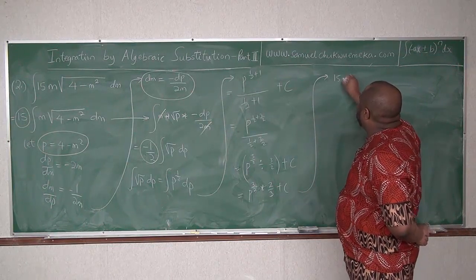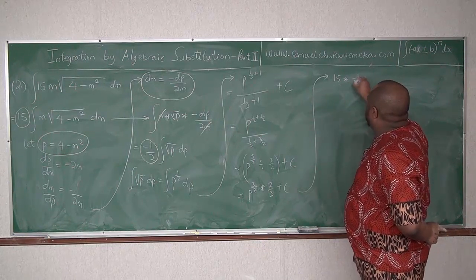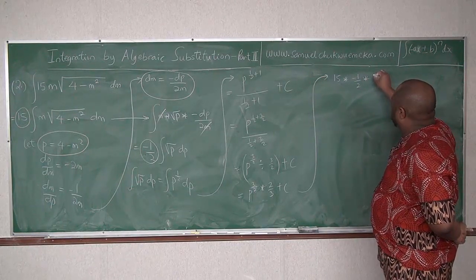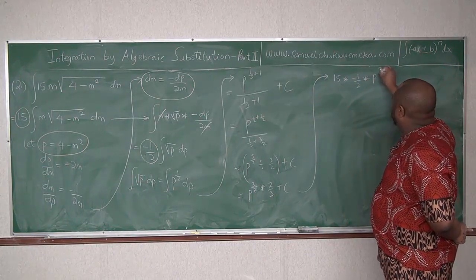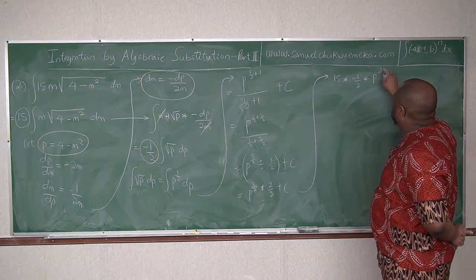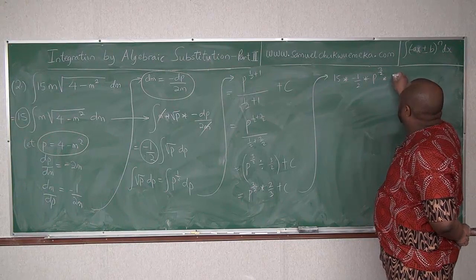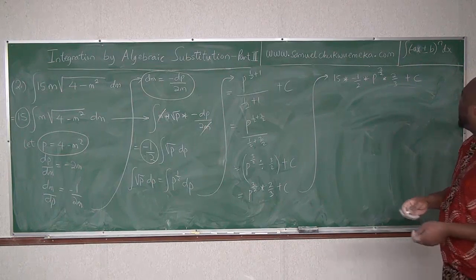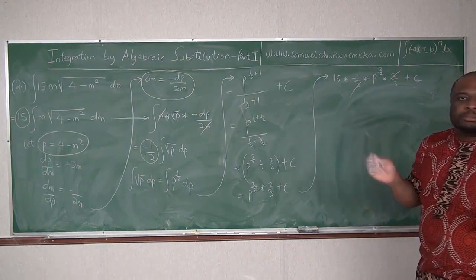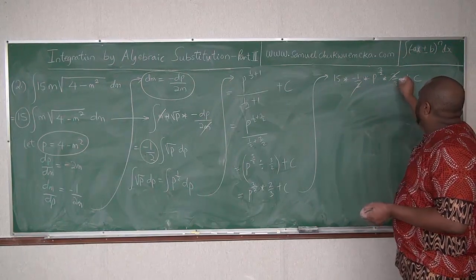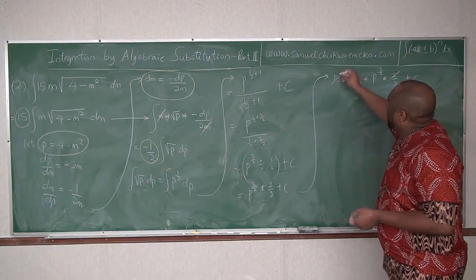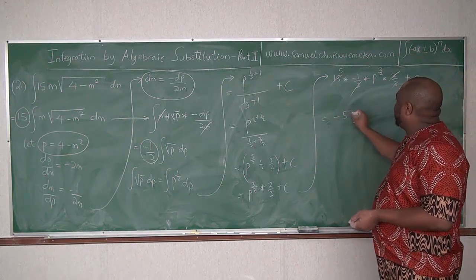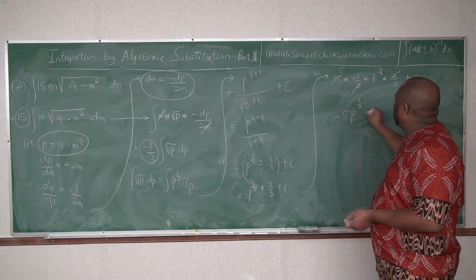So 15 times negative 1 over 2 times P to the exponent 3 over 2 times 2 over 3, plus C. Okay, we can cross out. 2 cancels 2. 3 into 3 is 1. 3 into 15 is 5. So we now have negative 5 P to the exponent 3 over 2, plus C.